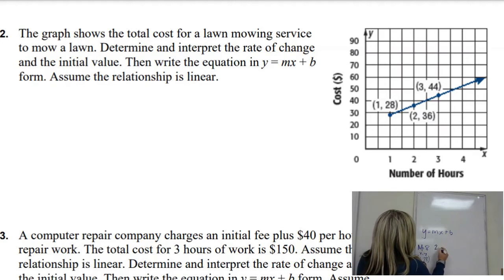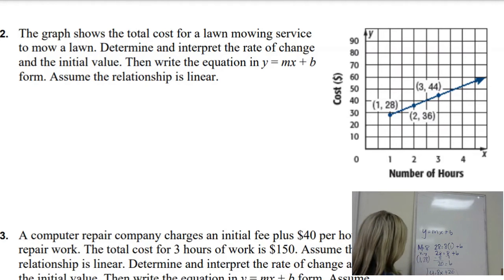So 28 is equal to 8 times 1 plus b. Okay, so we know 28 is equal to 8 plus the letter b. I'm going to subtract 8 here, and that's going to be 20 is equal to b. All right, so now I can write this in y equals mx plus b form. My slope is 8, y equals 8x plus 20. Okay. All right, so hopefully you don't have a question. This is very similar to what we've already done.